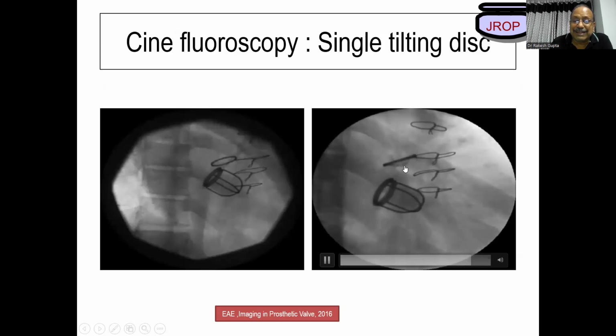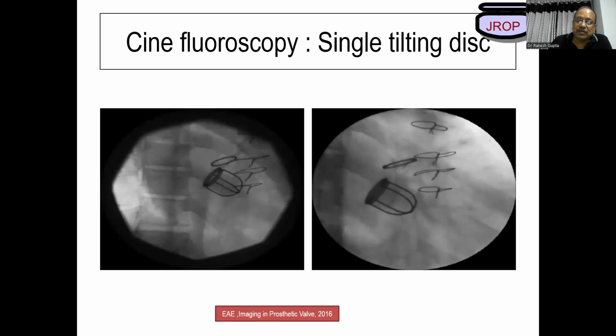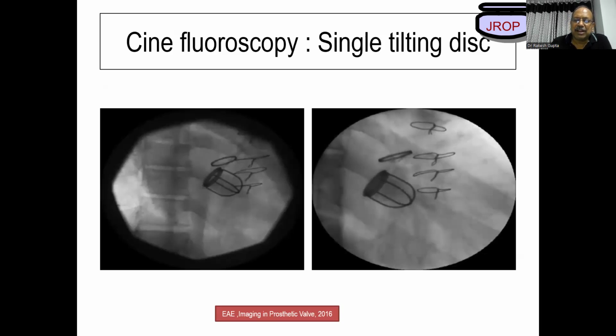So it's not needed all the time that we need an echo. And it's a very smart move when we are not really sure what exactly is happening. We can take the help of other multimodality imaging.